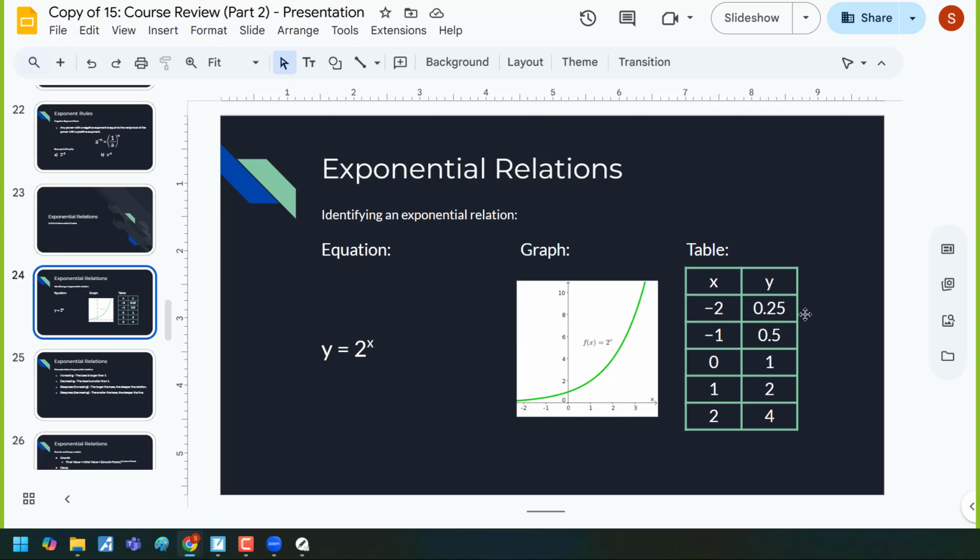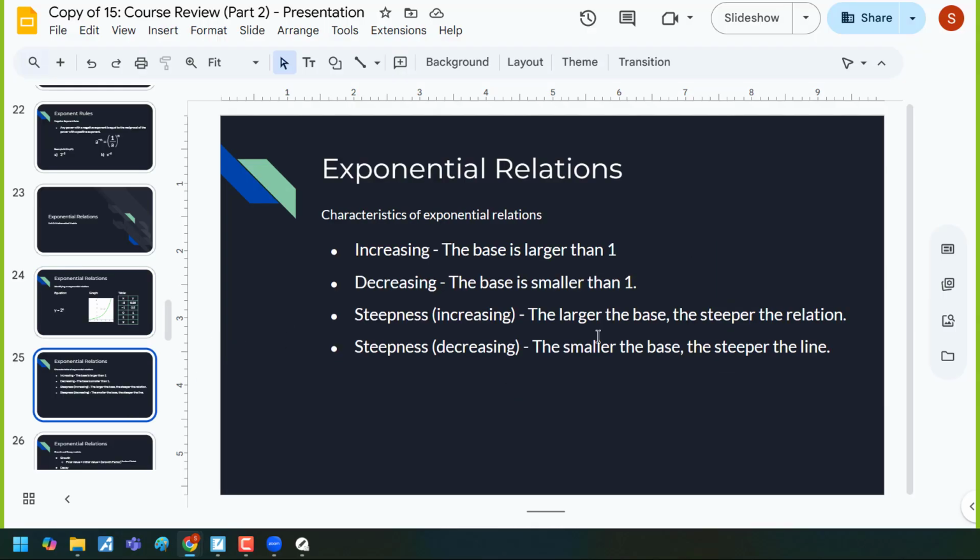Well, look at my y values. And you see how 1 to 2 is times 2, and then 2 times 2 is 4. If you keep going the same way, 0.5 times 2 is 1, and 0.25 times 2 is 0.5. So the multiplication factor is the same. So the ratio is constant. That's what you say. The ratio is constant. And that basically just means the multiplication factor.